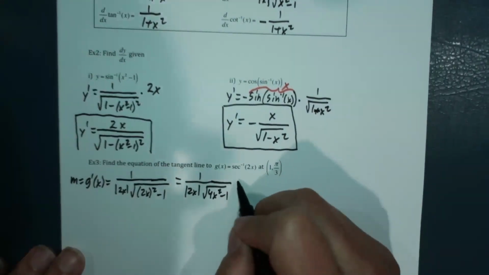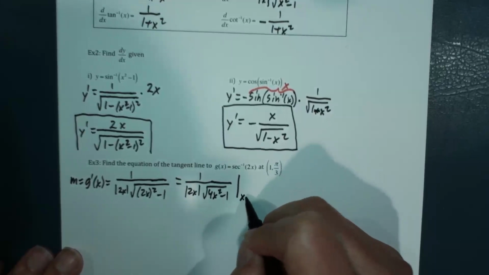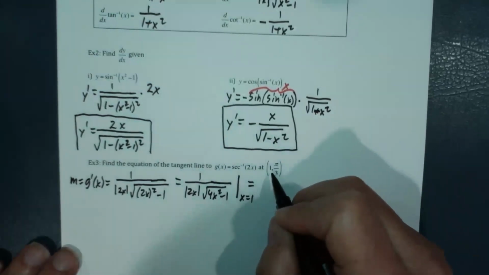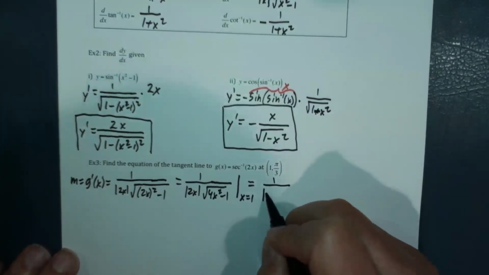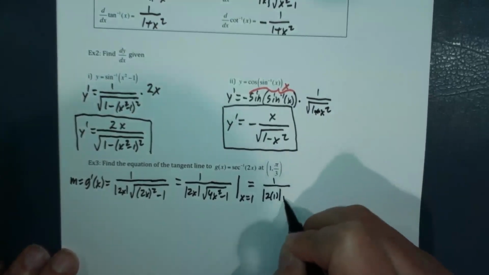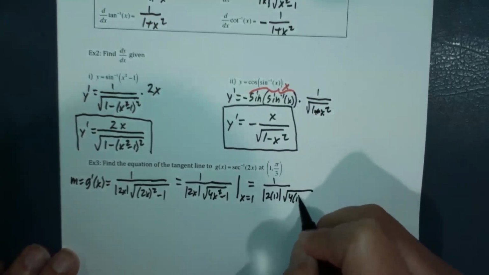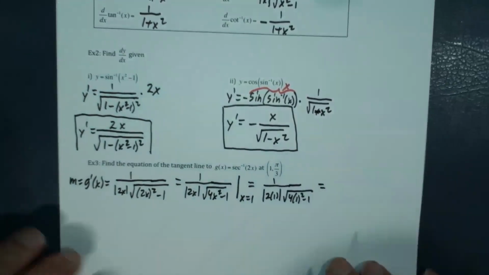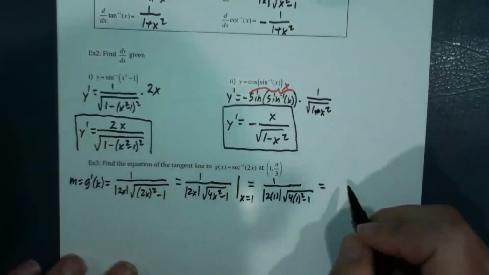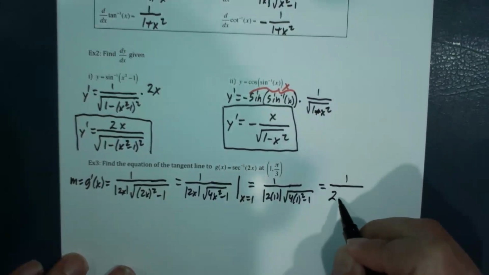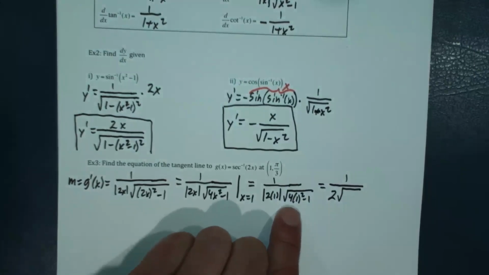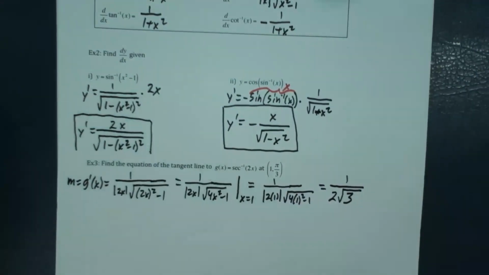Now let's answer this now at x equals 1. Here's my 1 here. So this becomes 1 over, now this is absolute value of 2, which is just 2. So 1 over 2 times the square root. Now 1 squared is 1 times 4 is 4. 4 minus 1 is 3. So here's my slope. 1 over 2 root 3.